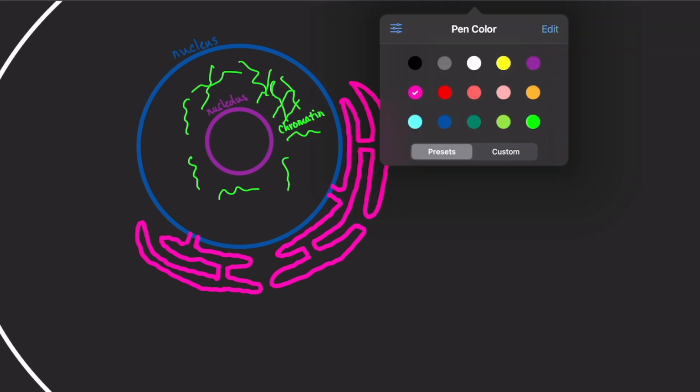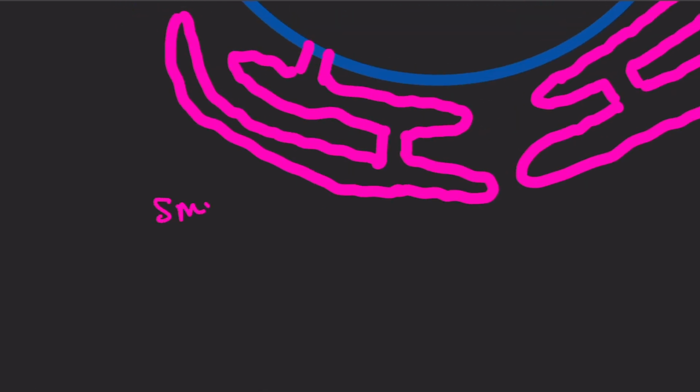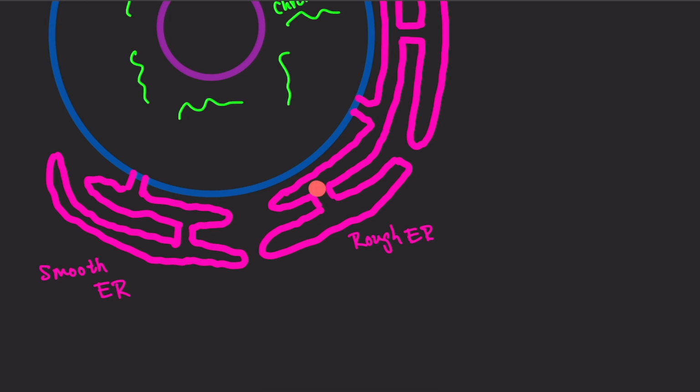Okay. So we're going to label this one as the, let me get a smaller pen. So this here's the smooth ER. And this one will be the rough ER. But what do we need to do? Well, we need to make it rough, so we'll add some ribosomes onto the surface.